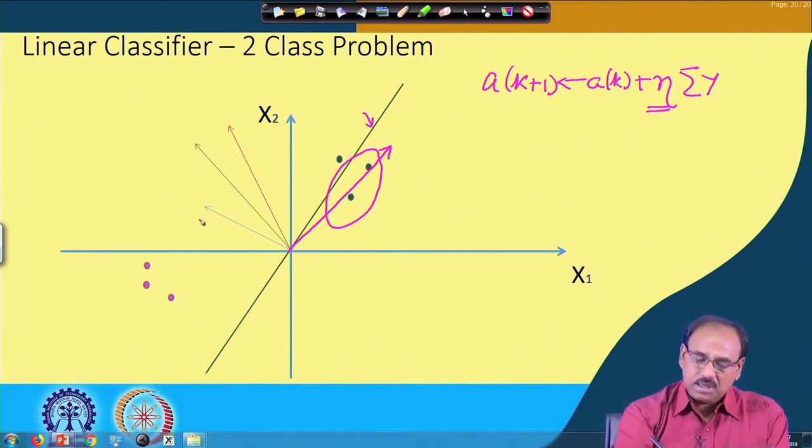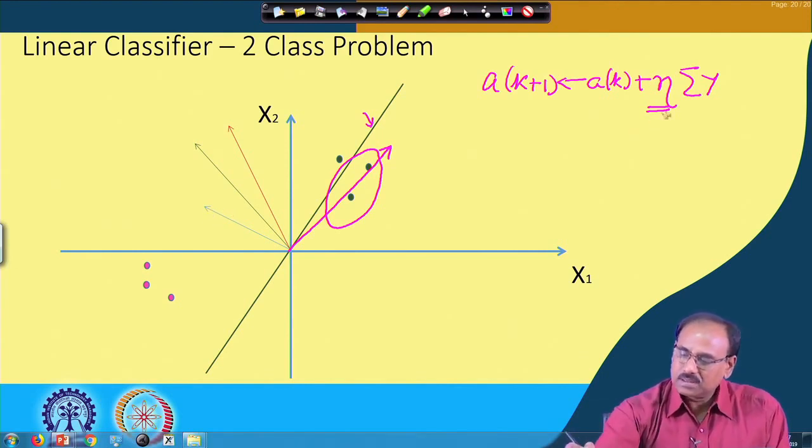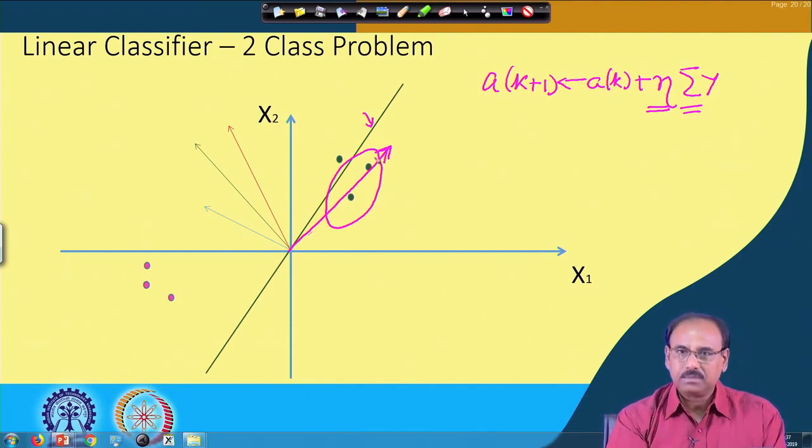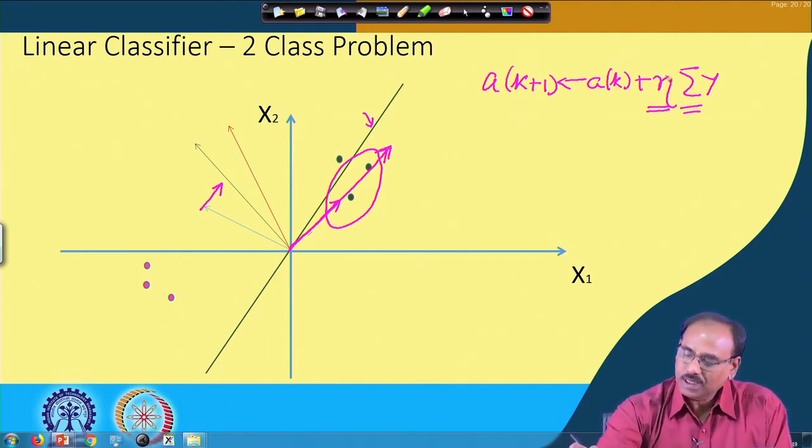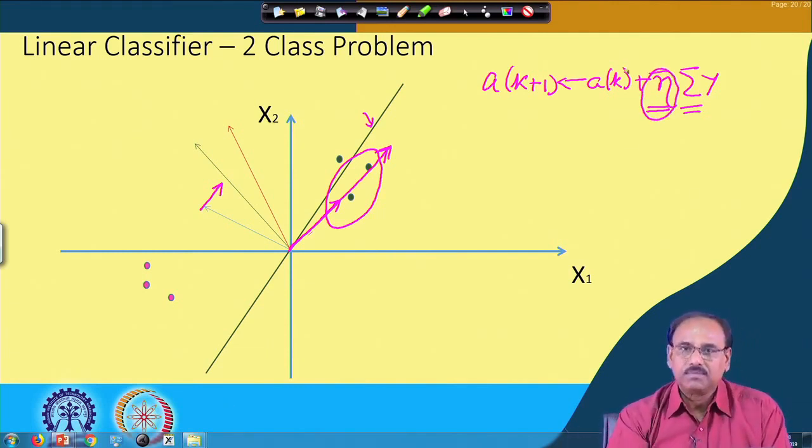So, this is a k or a 0. You add the sum of y, or sum of these vectors, this particular vector scaled by eta, to this vector to get your a 1. So, a 1 will be moved in this direction, because the sum of misclassified y is in this direction. So, eta times this is added to this initial vector, which was chosen at random, and the vector moves towards this direction. Now, what is the importance of this rate of convergence eta?